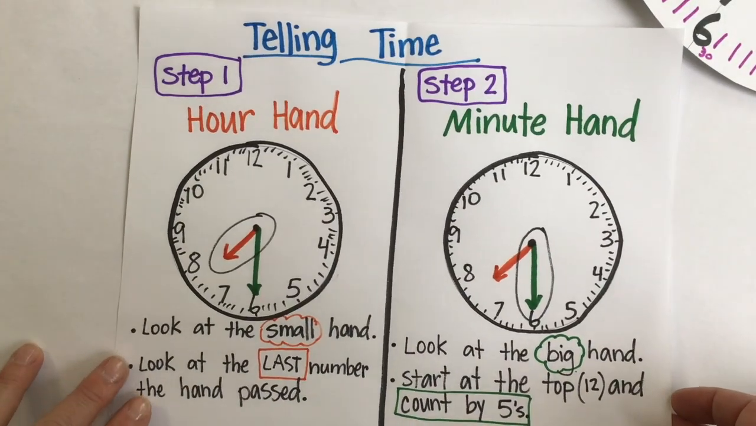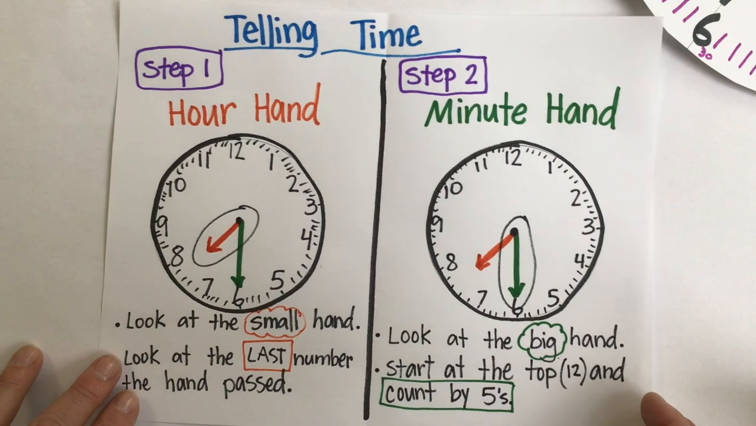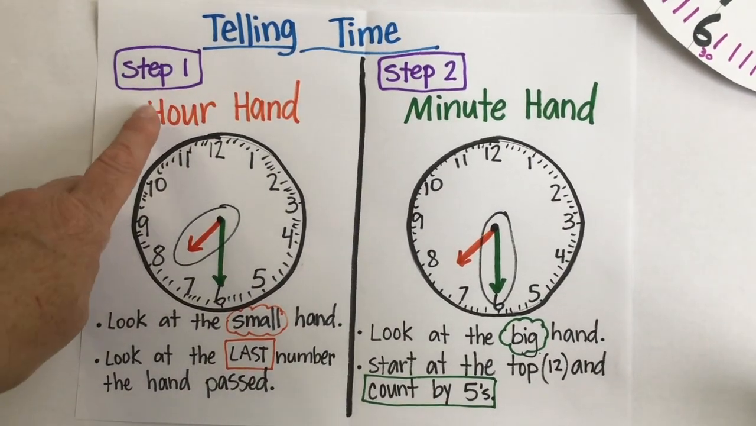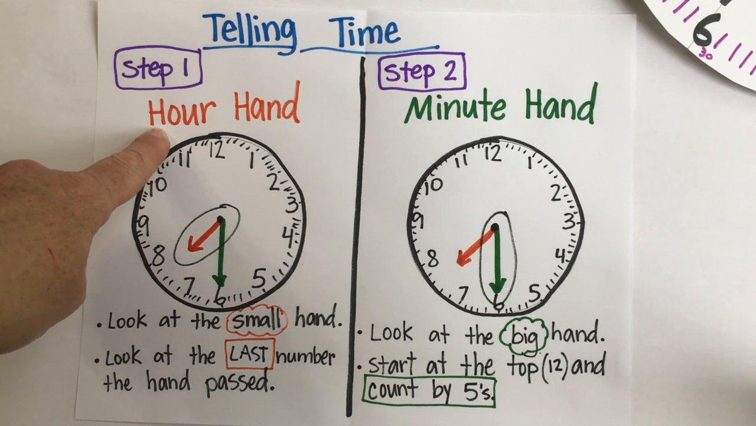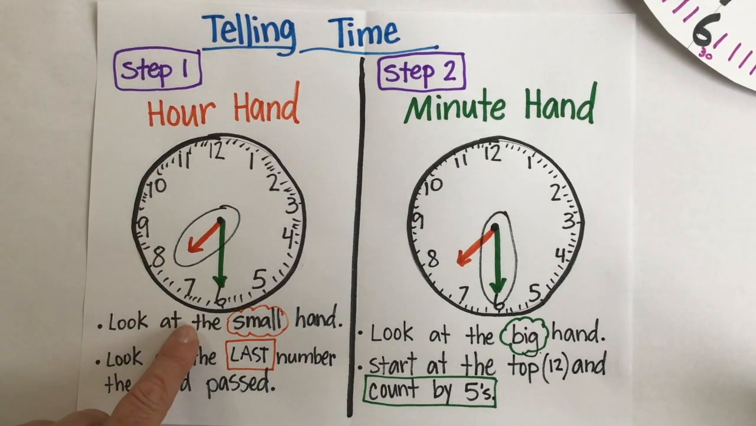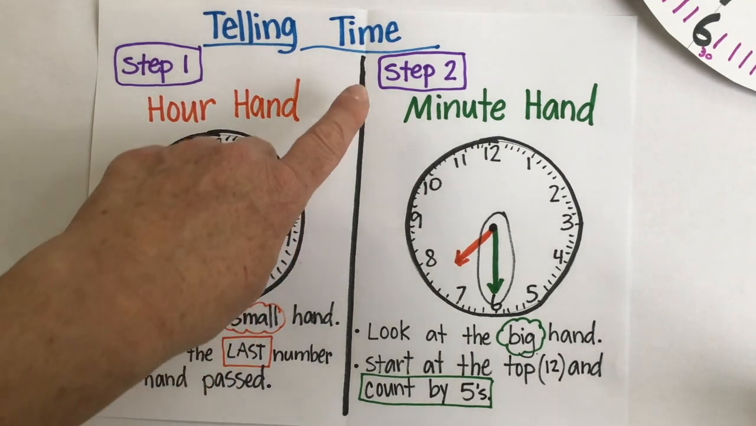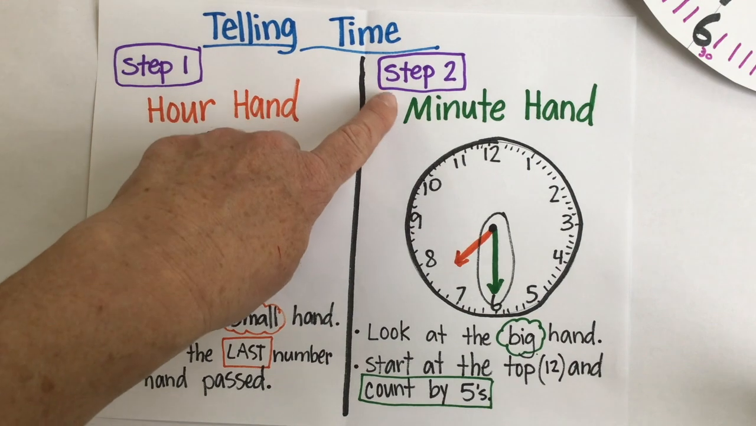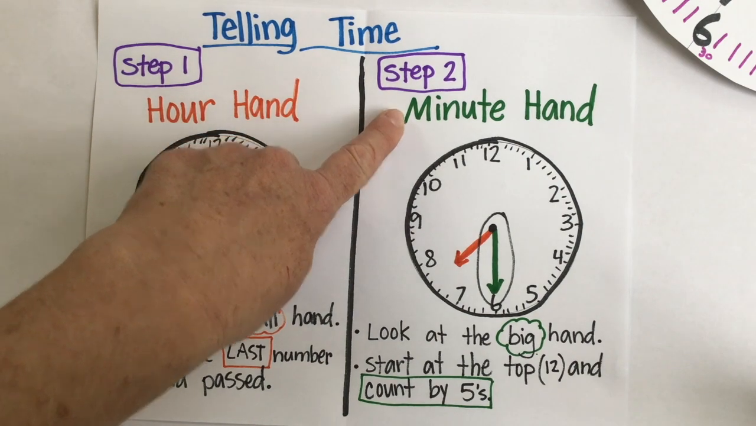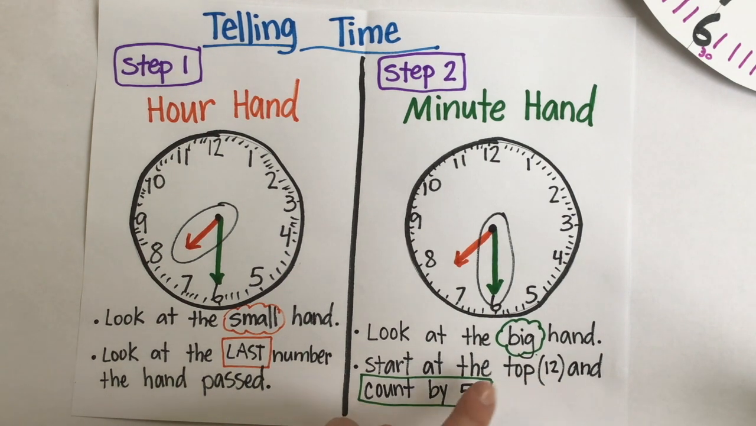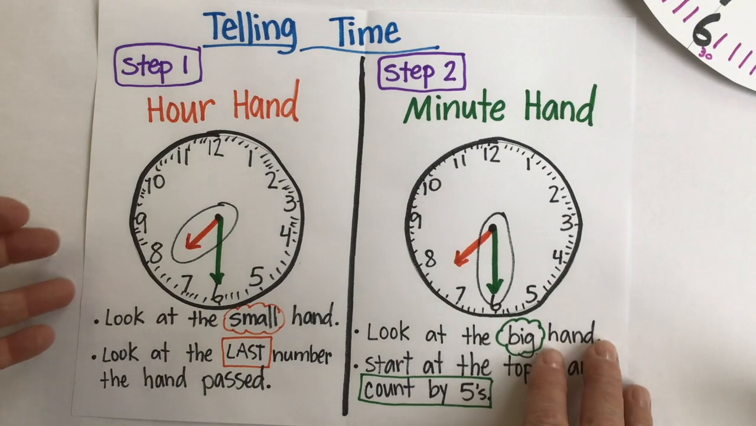There's two things we have to do when we tell time. Two steps. Step one, we look at the hour hand. It's the small hand. And we're going to look at the last number the small hand passed. Then, step two, we look at the minute hand. The minute hand is the big hand. We always start at the top at 12, and we're going to practice counting around by fives.